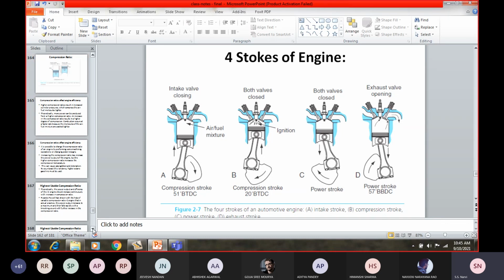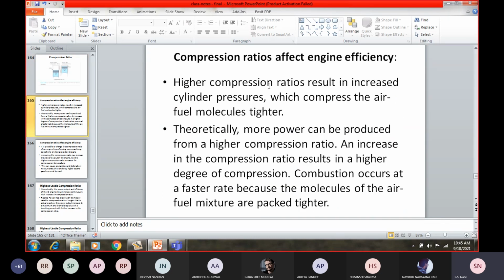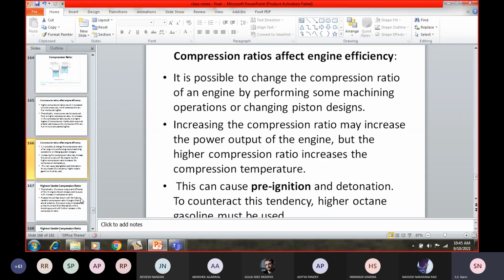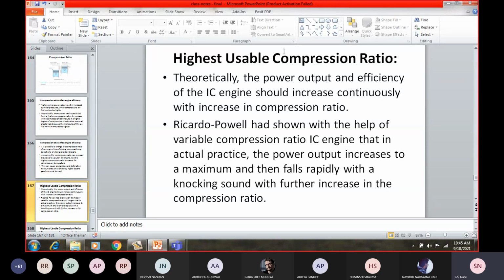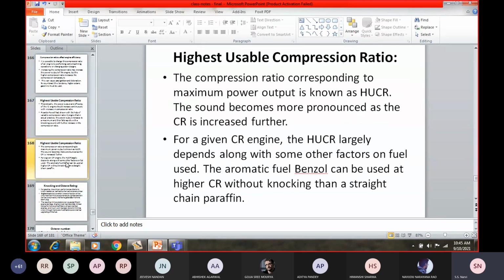Here then you have certain things about compression ratio, which I have already discussed. Preignition is the same as what I have told you, the highest usable compression ratio. This I have already discussed, isn't it? The aromatic fuel benzene can be used at higher CR without knocking than a straight chain paraffin. This you can read from the notes.